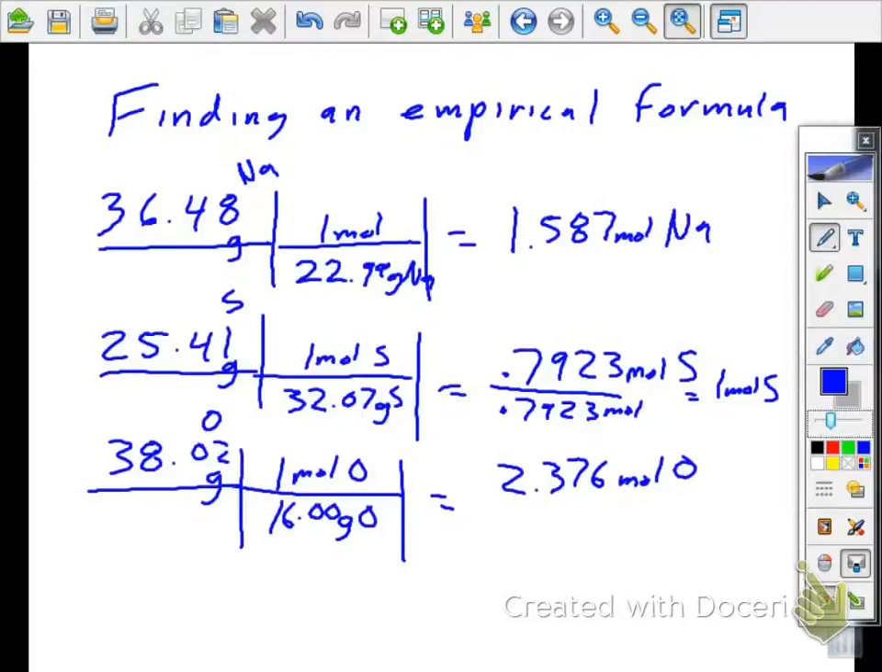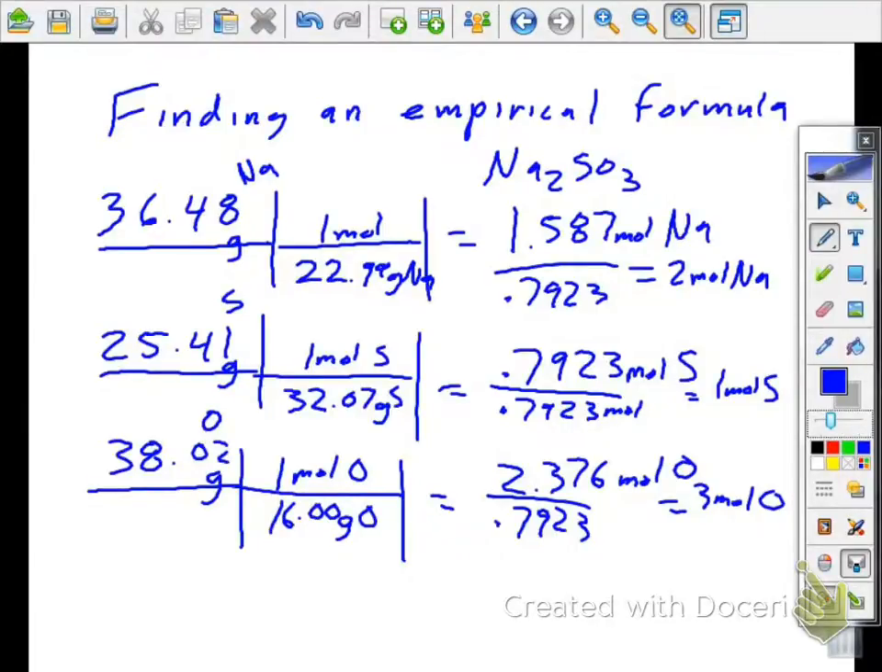Now, like in math, if you do it in one place, you do it all over the place, right? You do it on both sides of the equation. So we're going to divide all of them by 0.7923, and let's see if we get whole numbers out. So go ahead and do the other 2 and see what you get. See if you get whole numbers for the other 2.